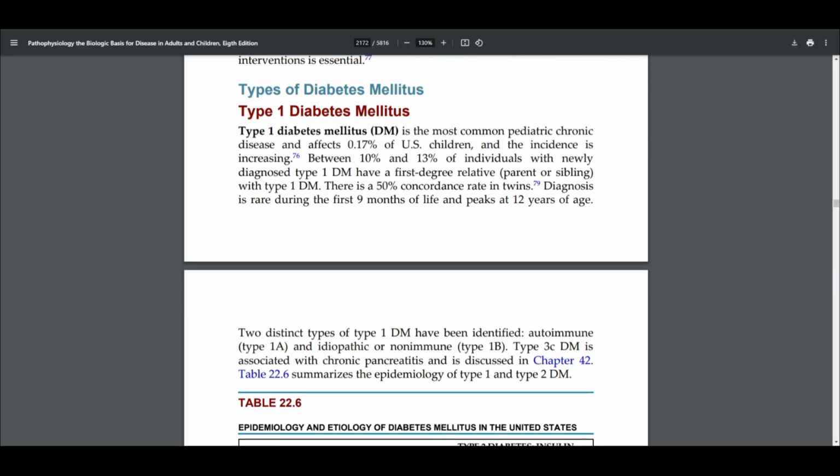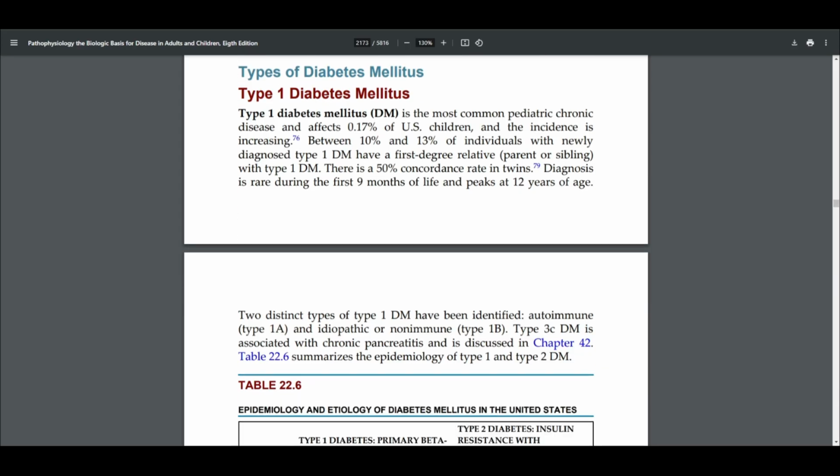Type 1 is the most common pediatric chronic disease and affects about 0.17% of US children, and the incidence is increasing. Between 10 to 13% of individuals with newly diagnosed type 1 diabetes have a first-degree relative, a parent and/or a sibling, with type 1 diabetes. There's a 50% concordance rate in twins.